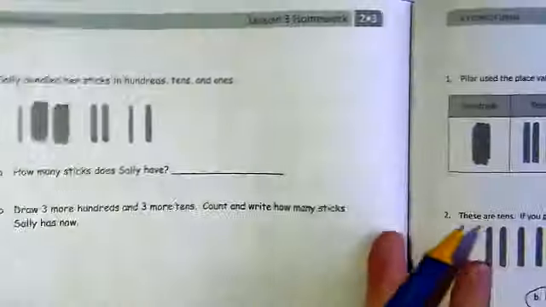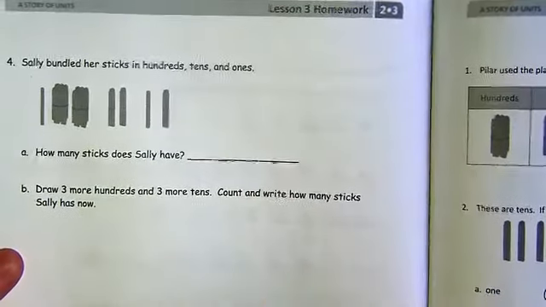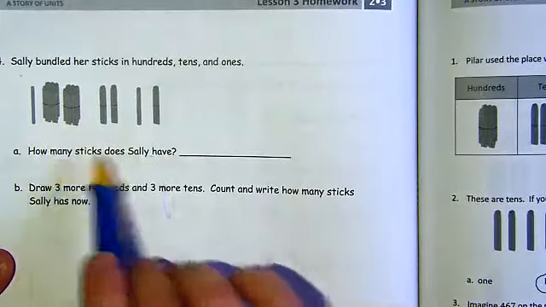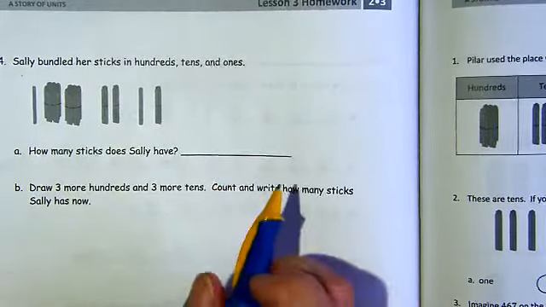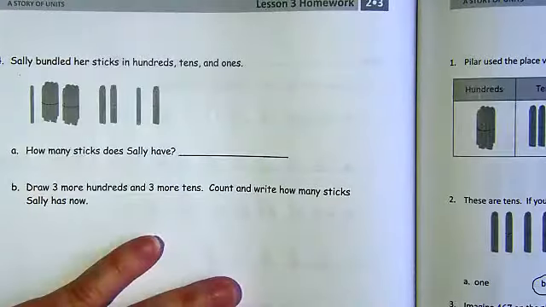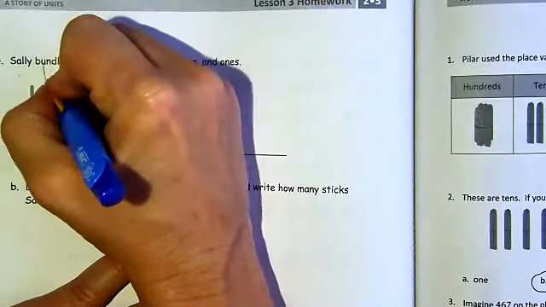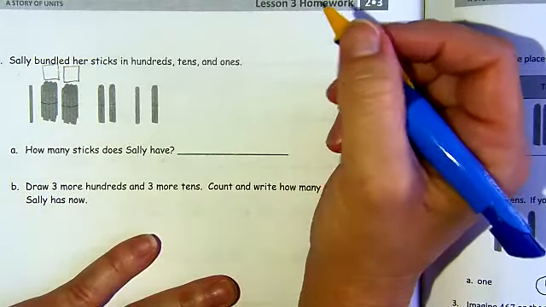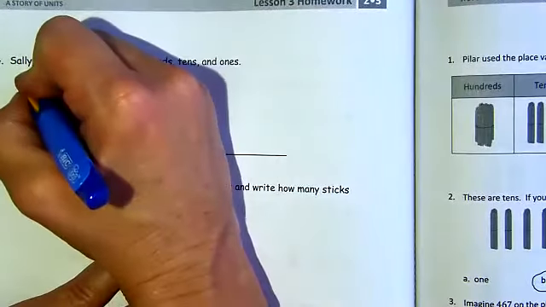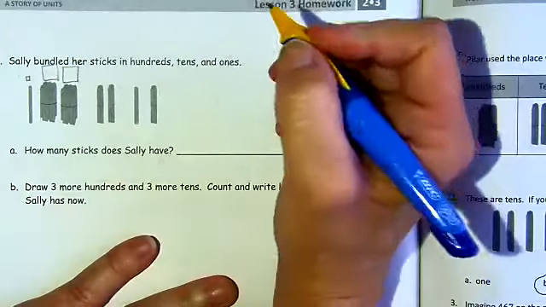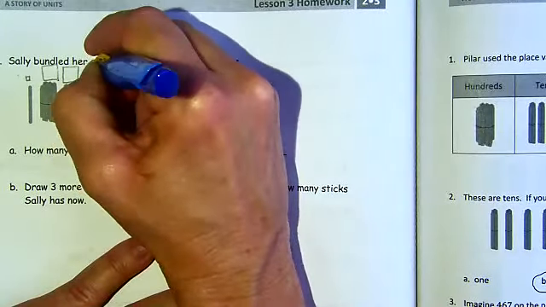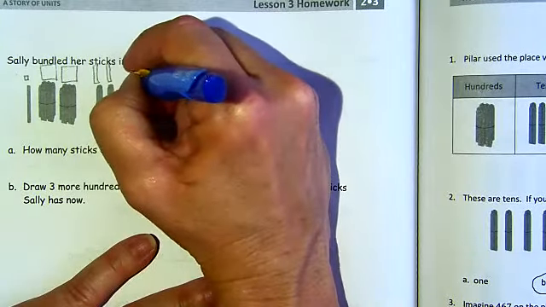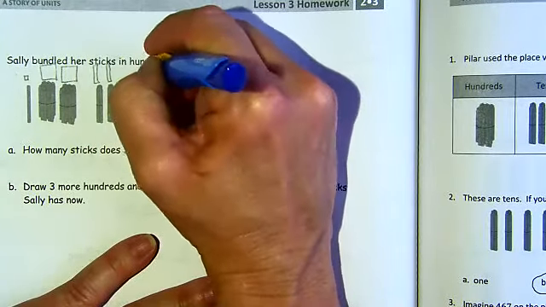We have one more question, but it's got a couple of parts. Sally bundled her sticks in hundreds, tens, and ones. How many sticks does Sally have? So again, we have to kind of sort out their pictures like our pictures. So that's 100, that's 100, 2 flats. This is just a 1, so our little unit. These look like tens, so sticks. Here's a unit, and this is another 10.